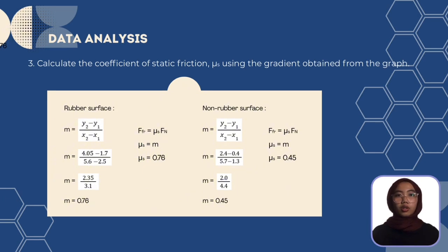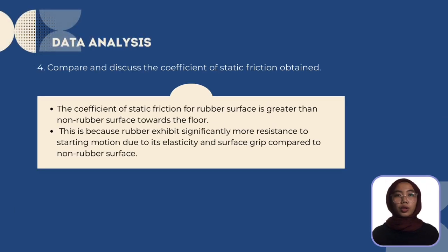Since the gradient represents the coefficient of static frictional force, we calculate the gradient by using the formula m equals (y2 minus y1) over (x2 minus x1). We got 0.76 for the rubber surface, while 0.45 for the non-rubber surface. Next, question number 4. Compare and discuss the coefficient of static friction obtained. The coefficient of static friction for the rubber surface is greater than the non-rubber surface towards the floor.